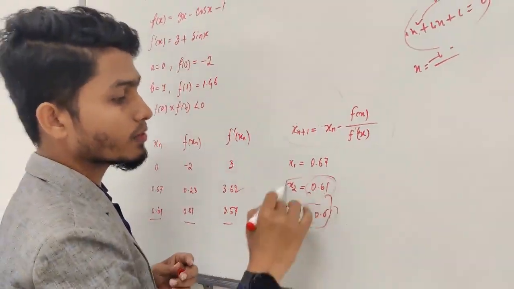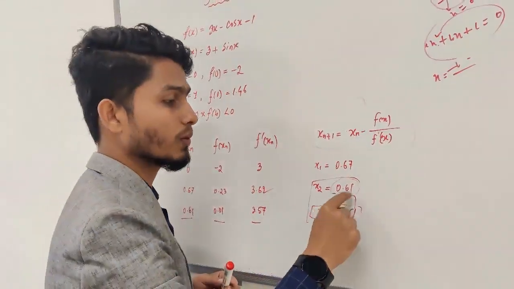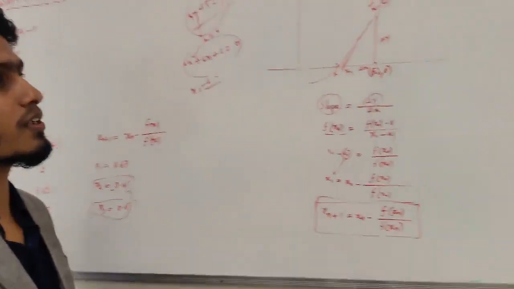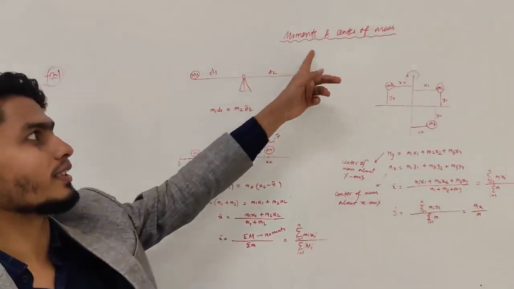So that means both are the same. That means the root is 0.61. So this is the Newton-Raphson method. Now let's look at another application: moments and center of mass.